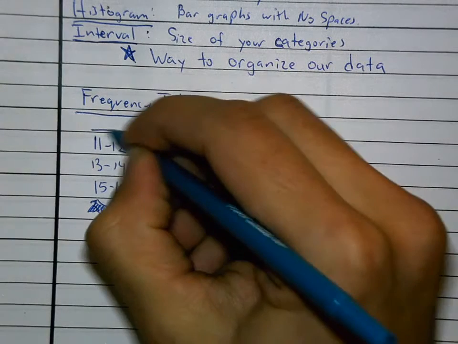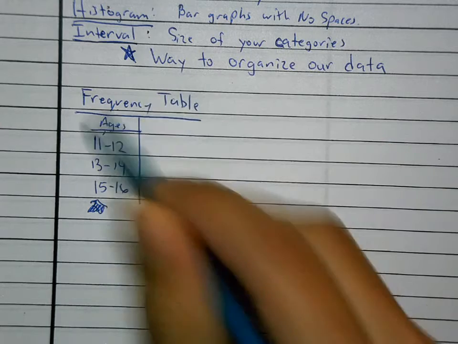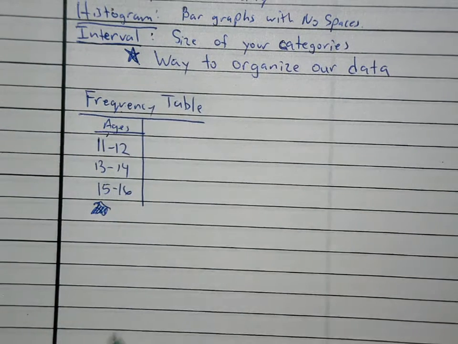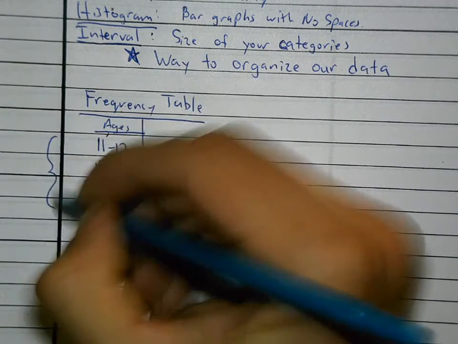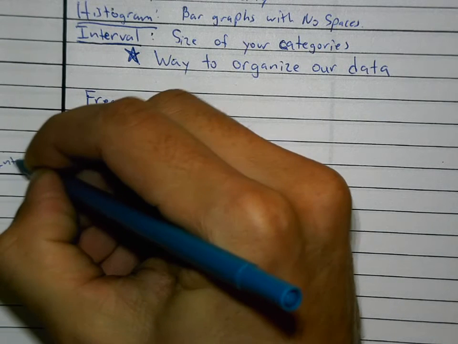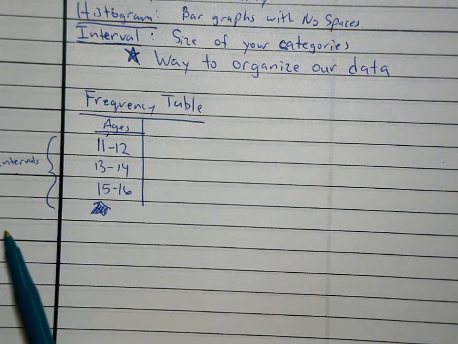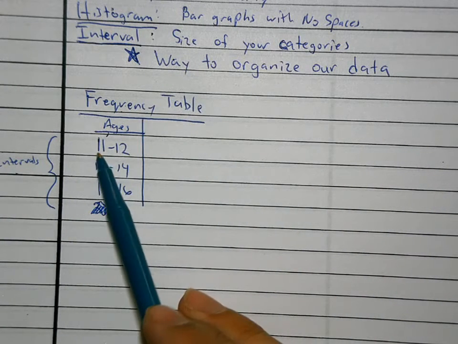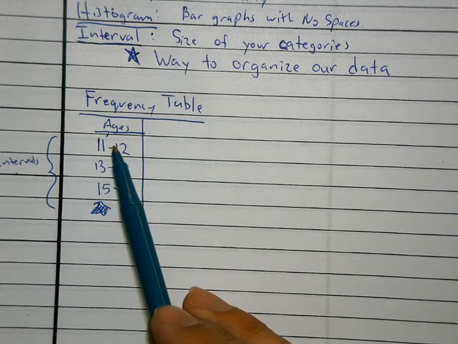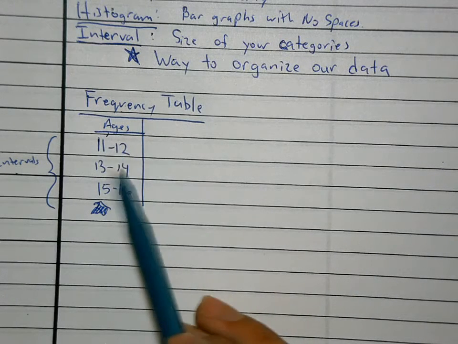Okay, here we go. A frequency table, ages. This is a how many table. These, and I'm going to put a little arrow over here, are our intervals. An interval is the size of our categories. I didn't just include the 11-year-olds. I said the 11 and 12-year-olds. There's 2 in this interval.